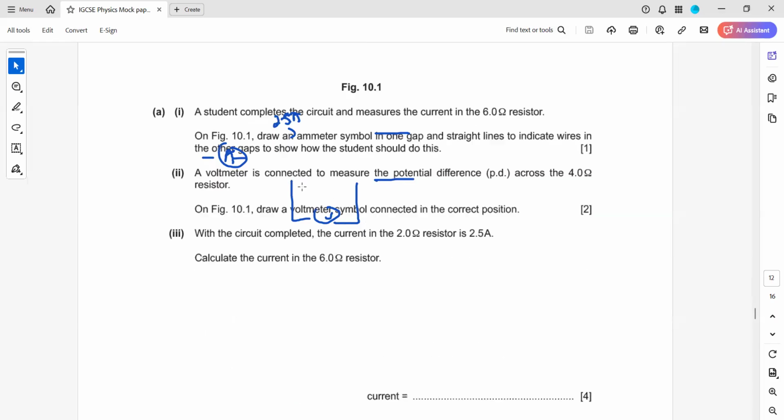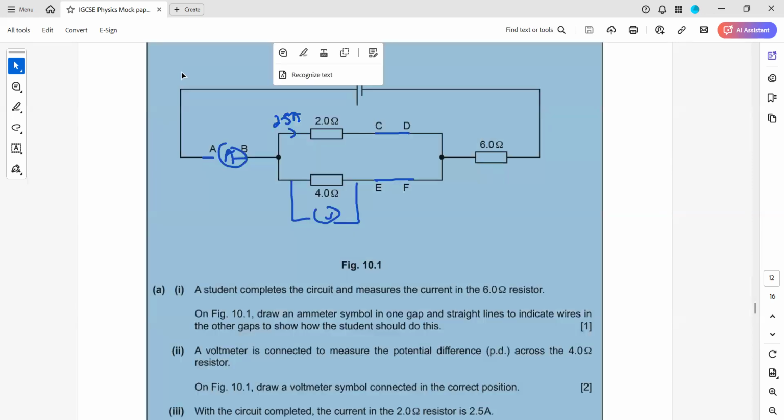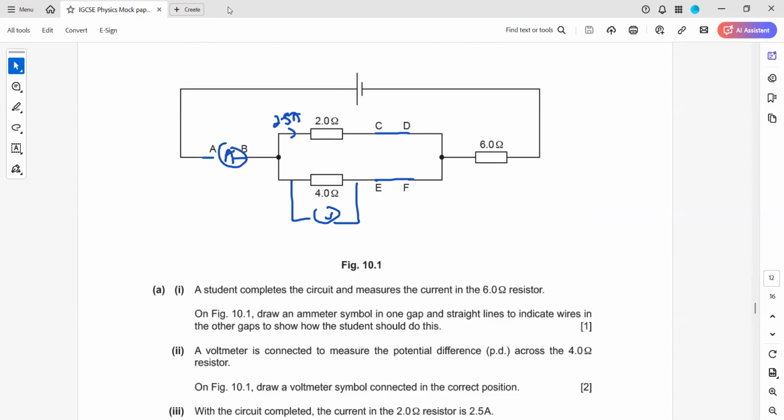The question is to calculate the current in the 4 ohm. So first we'll find the voltage across this one. And the voltage here will be the same as the voltage here. V equals IR. I is the current, 2.5, and the resistance is 2. So the voltage here is 5 volts. So this voltage will also be 5 because they are in parallel.